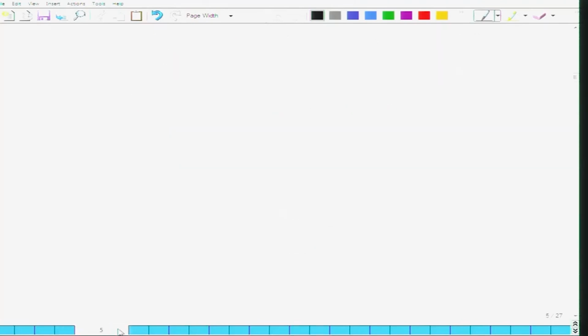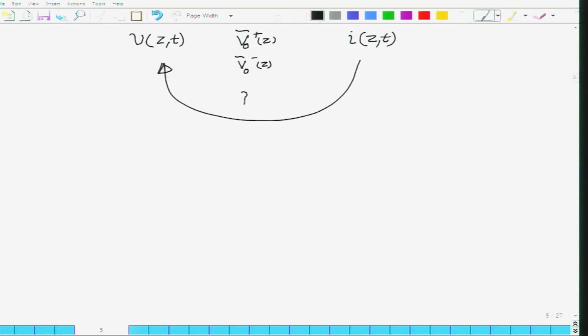Now, let us get back to an interesting thing. We know how to obtain the voltage as a function of z and t on the transmission line. We also know how to obtain the corresponding phasors V plus of z or V minus of z, or V0 plus of z and V0 minus of z. Can I actually obtain what is I of z, t from the voltage? It should be possible for us to do so, right? I should be able to obtain the current from the voltage.